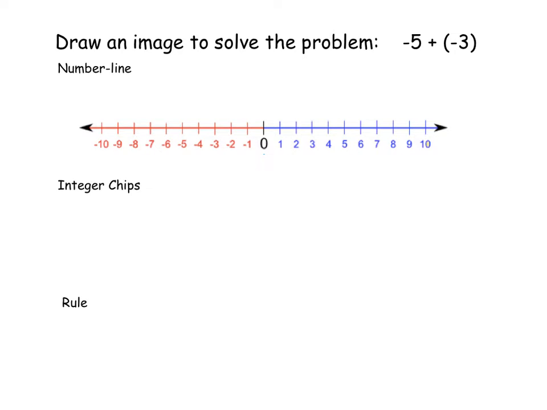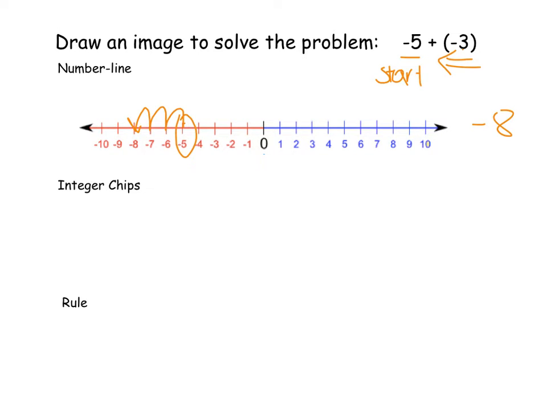The number line and integer chips work the same when you have negatives. With the number line, our problem is -5 plus -3. This is where I start at the first number, so I'm going to start at -5. And then because it's -3, negatives move down or to the left. So I have to go 3 left. 1, 2, 3. And I end up at the answer, -8.